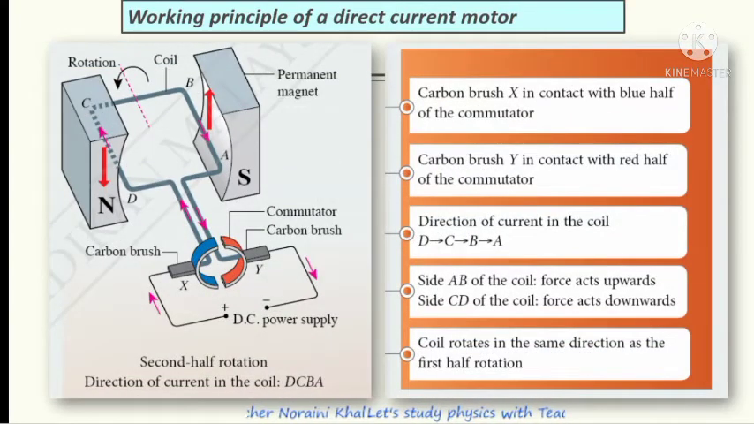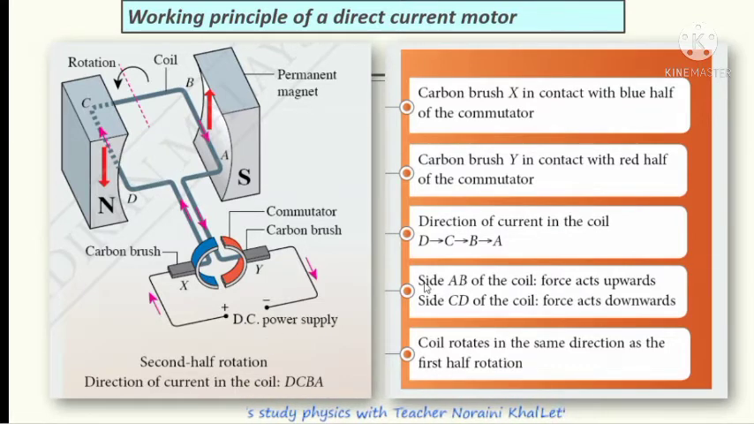For the next second half rotation, the coil is horizontal again. Let's look at what happens to carbon brushes X and Y. Now carbon brush X contacts the blue half of the commutator, and Y is now in contact with the red half of the commutator. Look at the direction of current: D to C, C to B, and B to A. As we can see, the direction is DCBA, which is the opposite direction compared to the first half rotation.